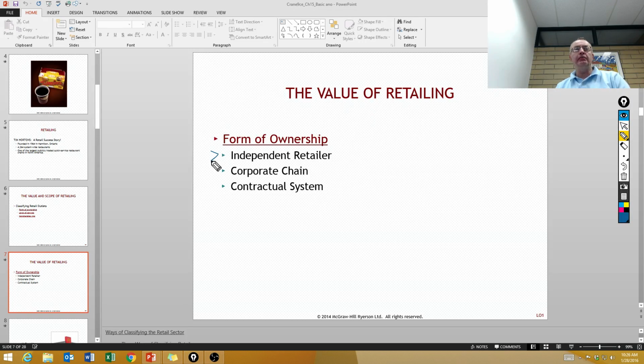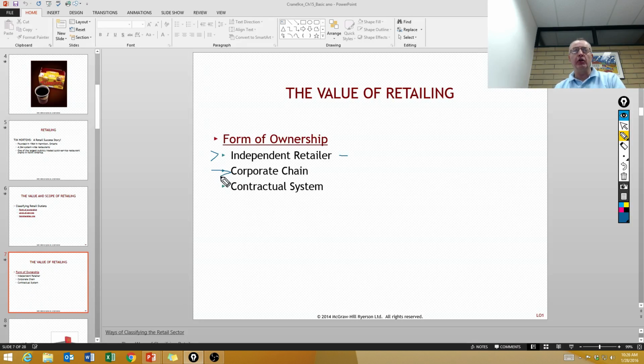we can have independent retailers. So this is Joe's hardware store. The business tends to be owned by a single person or a family, and these type of retailers account for about 60% of all retail sales in Canada. This is common for bakeries, sporting goods, jewelry stores, automotive supplies, books, paints, flowers.